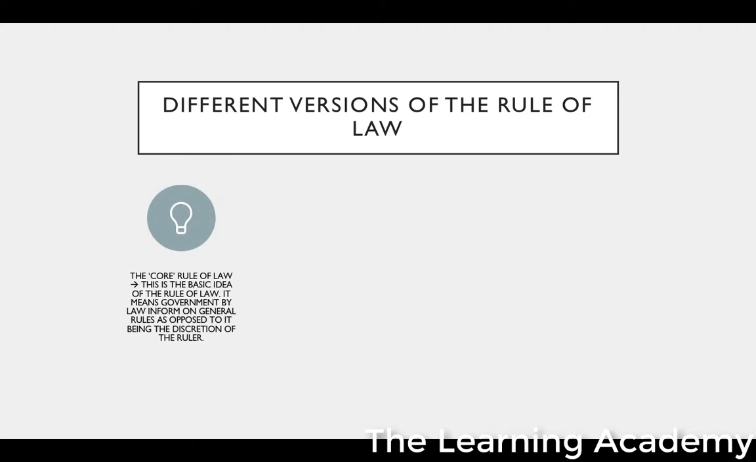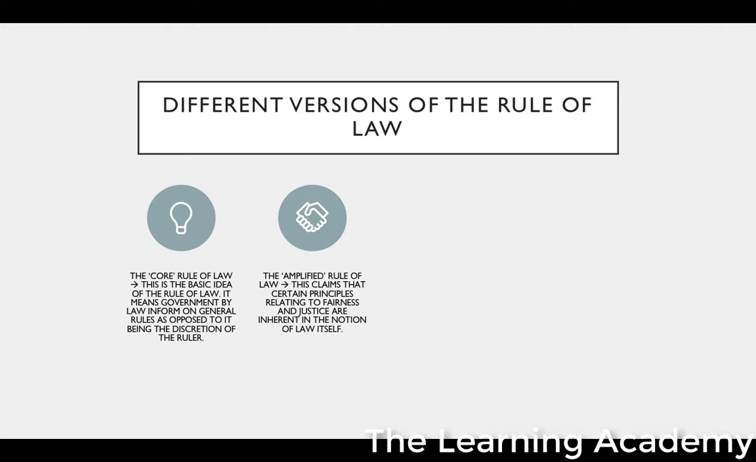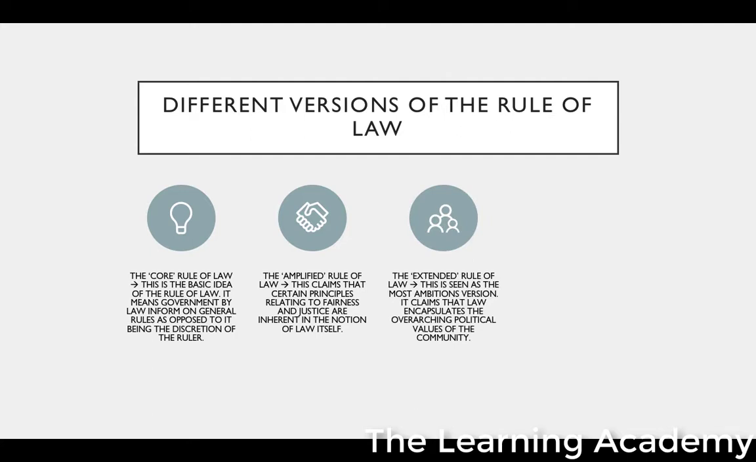We have the core rule of law model. This is the basic idea of the rule of law in general. It means government by law, informed by general rules, as opposed to the discretion of the ruler. We can then look at what we call the amplified rule of law, which claims that certain principles relating to fairness and justice are inherent in the notion of law itself. And then there's the extended rule of law. This is seen as the most ambitious version, and it claims that the law encapsulates overarching political values of the community.